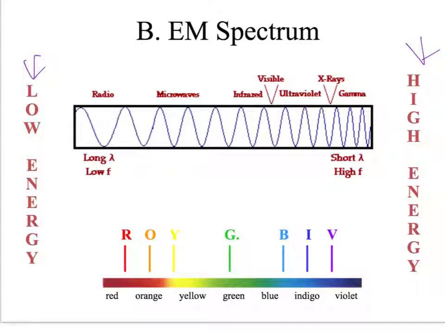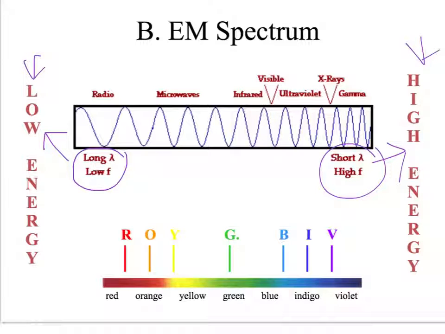Notice down here for radio waves and microwaves, the wavelengths are very long, but that means they have a low frequency because it takes longer for a wavelength to hit, so it has a low frequency. So we need to remember that long wavelength and low frequency are equal to low energy, and that short wavelength with high frequency is equal to high energy.